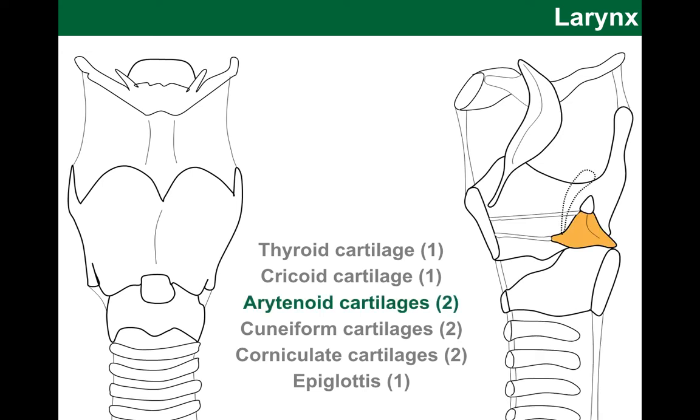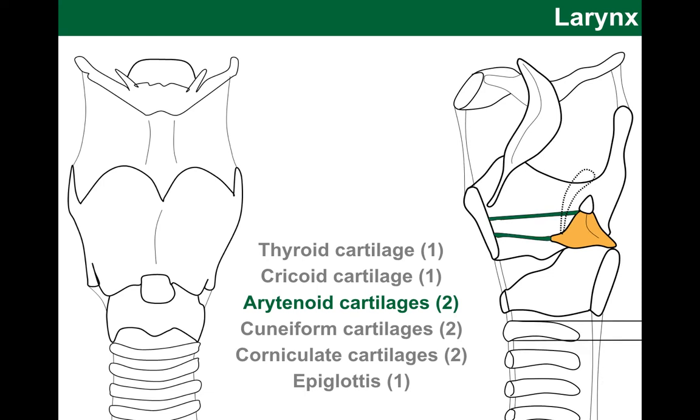There are two arytenoids, one on each side. They are enclosed inside the thyroid cartilage, so they are only visible on this cross-sectional view that we have. Let's describe them a little. They are triangular cartilage structures, and the reason why they are so important for us is that muscles control their movement, and as they move, they manipulate the tension within the vocal cords. I have highlighted them in green on this diagram.